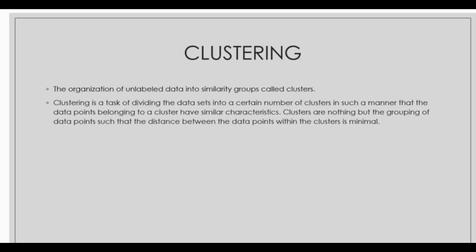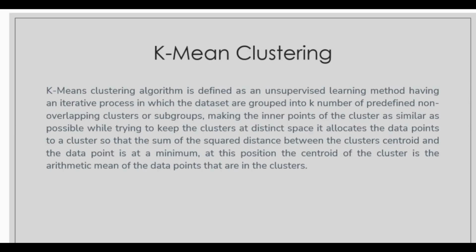First of all, we will see what clustering is. It is the organization of unlabeled data into similarity groups called clusters. Clustering is a task of dividing the dataset into a certain number of clusters in such a manner that the data points belonging to a cluster have similar characteristics. Clusters are nothing but the grouping of datasets such that the distance between the data points within the clusters is minimal. Now we will see what k-means clustering is.